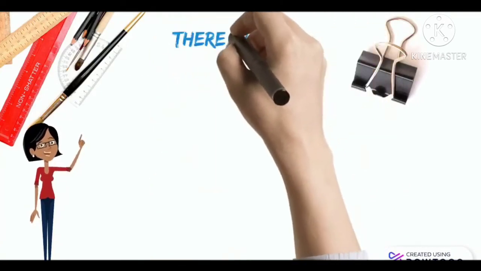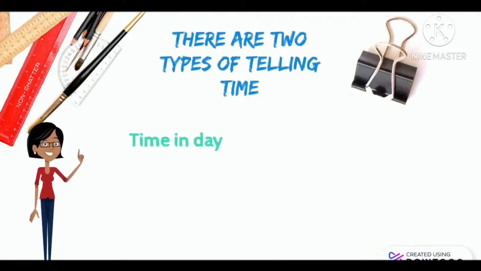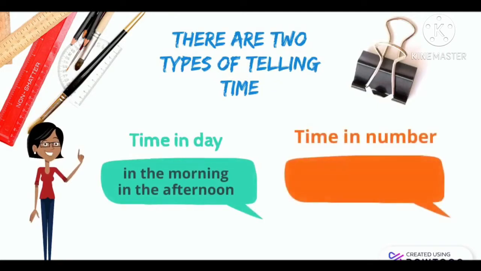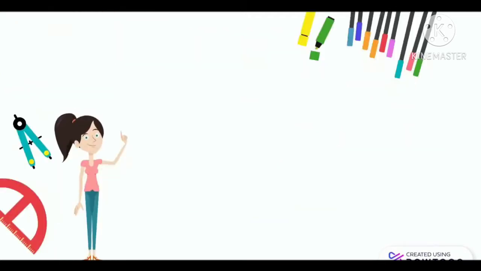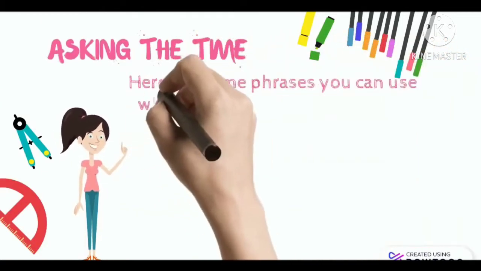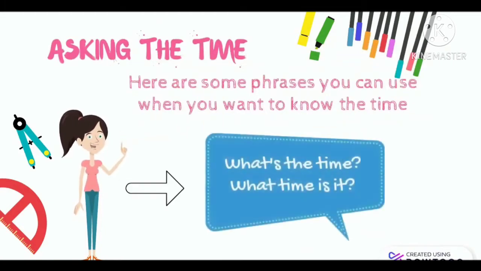There are two types of telling time. First, time in day. For example, in the morning, in the afternoon. And the second, time in number. For example, 1 o'clock and 7 o'clock. Now, we are talking about asking the time. Here are some phrases you can use when you want to know the time. For example, what's the time and what time is it?